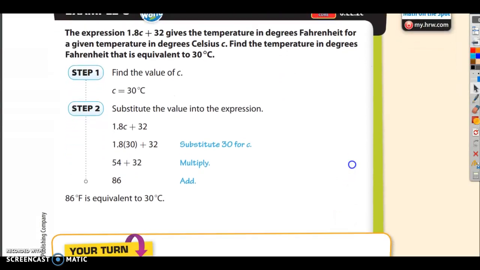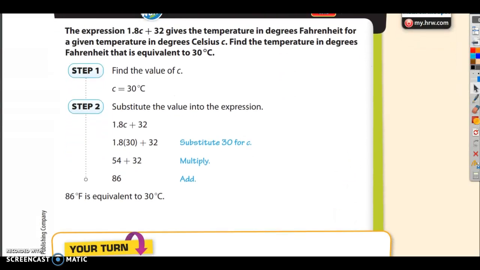Example 3 reads, the expression 1.8 times C plus 32 gives the temperature in degrees Fahrenheit for a given temperature in Celsius. In other words, if you know the temperature in Celsius, you can convert it to Fahrenheit using this formula. Find the temperature in degrees Fahrenheit that is equivalent to 30 degrees Celsius. So if we know that it's 30 degrees Celsius, we replace the C with 30.